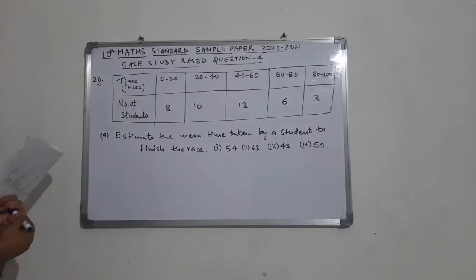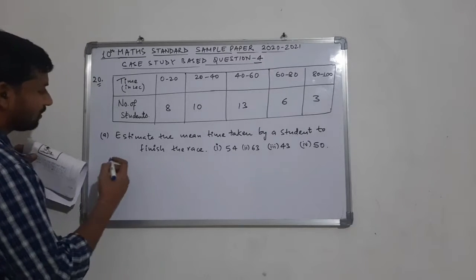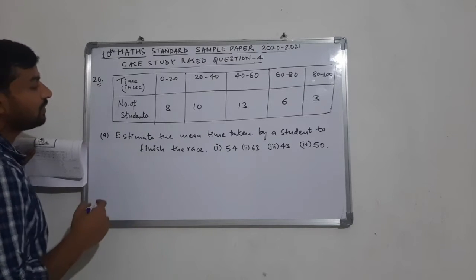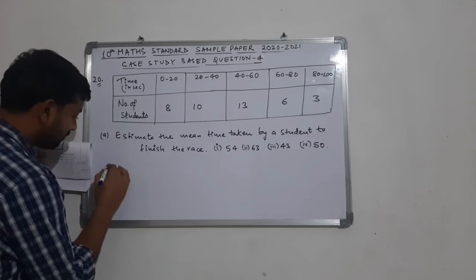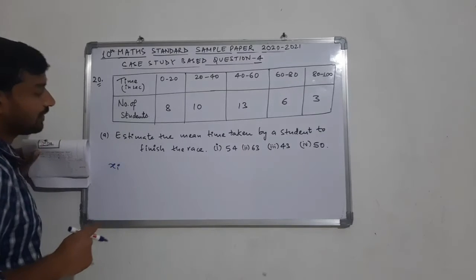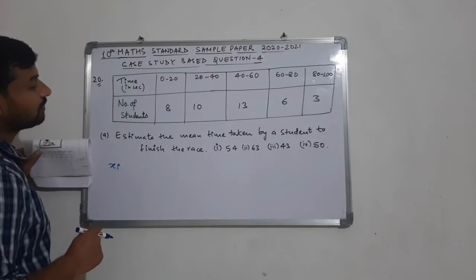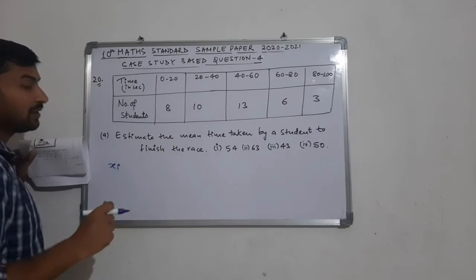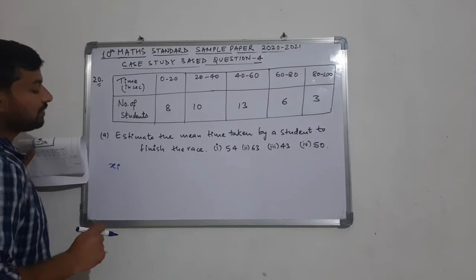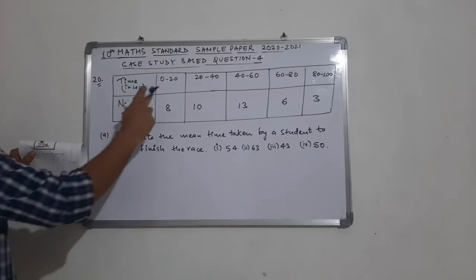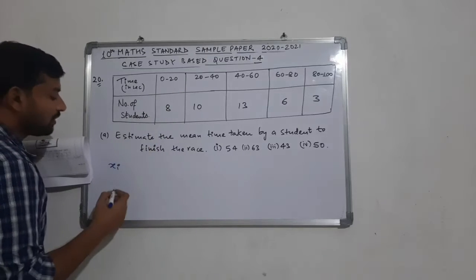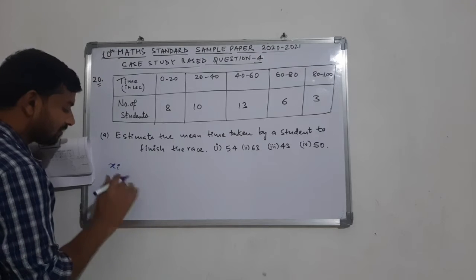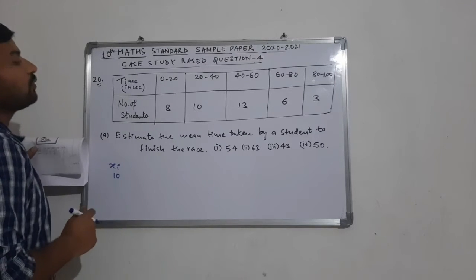To calculate the mean, we need some values, and to find them we need a table different from this one. For this, we'll need the values of xi, where xi is the sum of the upper limit and lower limit divided by 2. We call it the class mark. So the class mark for the first interval is 0 plus 20 by 2. We can write it as 10.